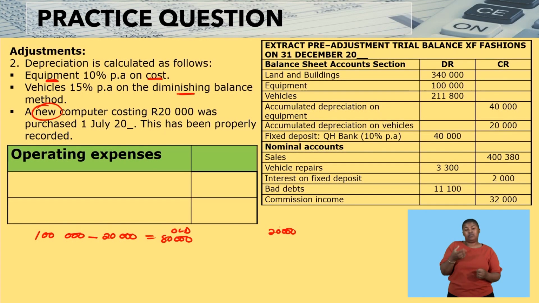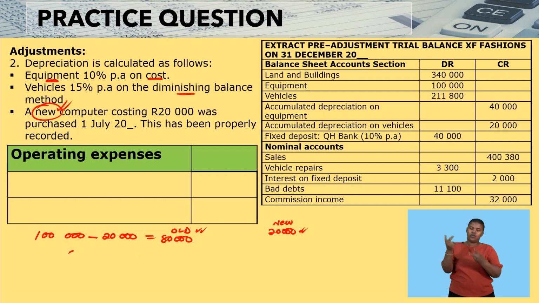And the 20,000 is what we just got now, which we are told is the new. So we have two pieces here now. We have the old 80, then we have the new, which is 20,000. Now we can calculate depreciation separately. Let's start with the old.